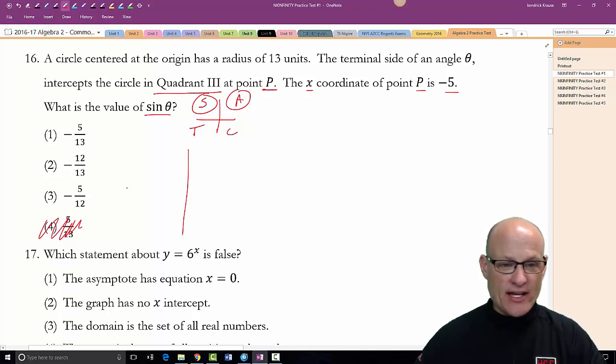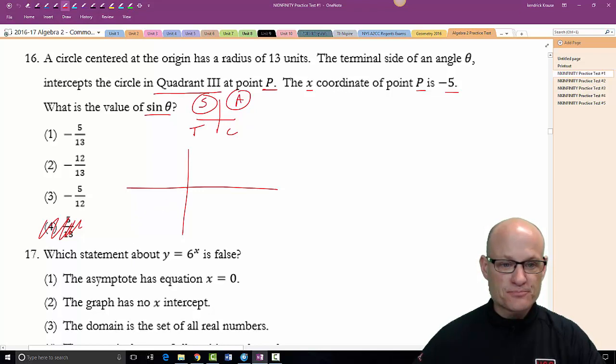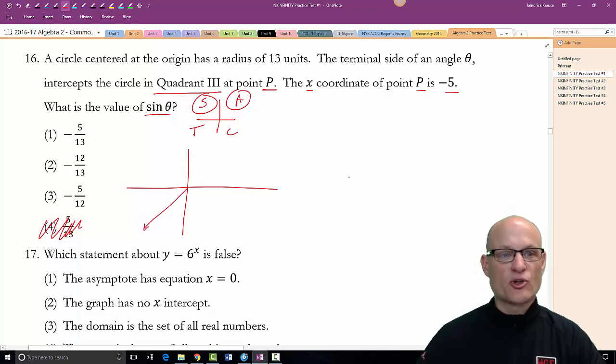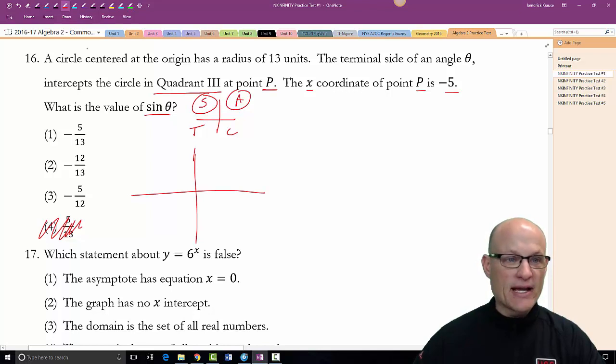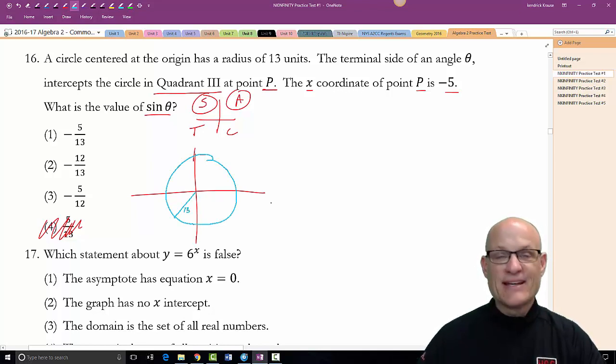My angle terminates in quadrant 3. My radius is 13. Maybe it would be better if I actually draw what's going on here. There's my axes. Let me change colors. There's a circle centered here. Its radius is 13, and it intercepts this arc in the third quadrant. And we've got to figure out what this angle measure is.